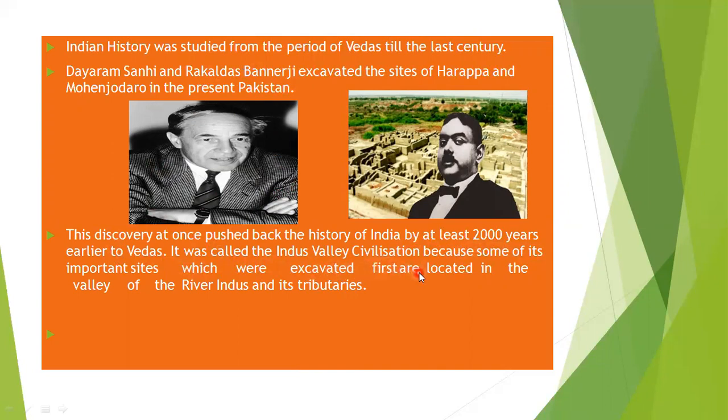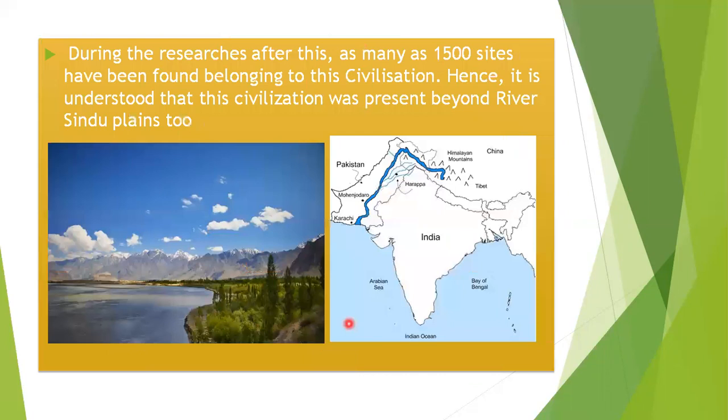It was called the Indus Valley Civilization because some of its important sites which were excavated first are located in the valley of the river Indus and its tributaries. Near the Indus River we can find many excavated places. During this research, 1,500 sites have been found belonging to this civilization. Hence, archaeologists believe this civilization was present along the river Sindhu plains.